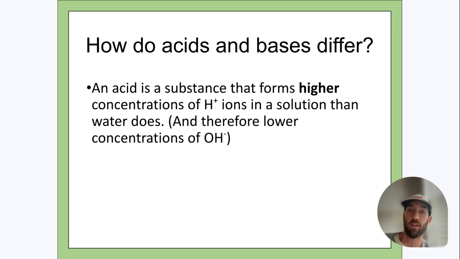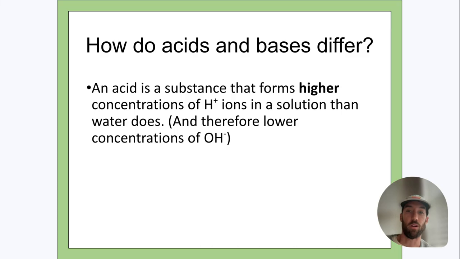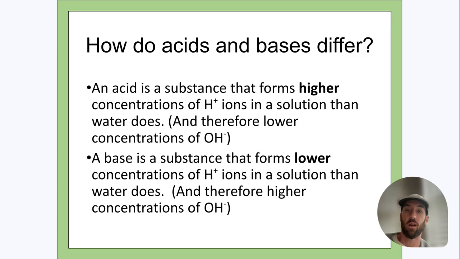So acids and bases, how do they differ? Like I said, an acid is a substance that forms higher concentration of hydrogen ions in solution than water does. So water is not acidic because it has one hydrogen to one hydroxide. But some substances are acidic because they have more hydrogens than they have hydroxide, right? So an example of an acid might be like lemon juice. A base or something that is alkaline is a substance that forms lower hydrogen ions, which means that they have a higher concentration of hydroxide ions. So that would be something like bleach.